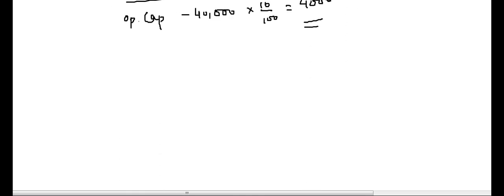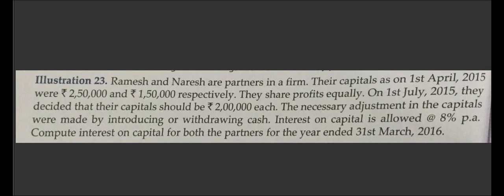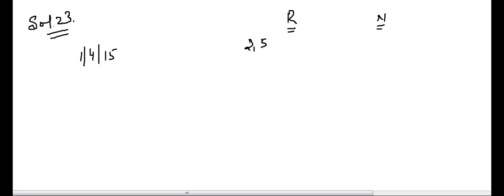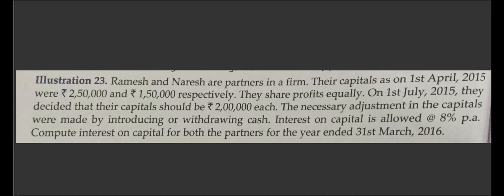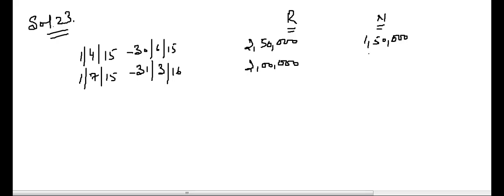Let's see. So we have two partners, Ramesh and Naresh. Now the capitals on 1/4/15 are 2,50,000 and 1,50,000. Clear? Now from 1st July they decided that the capital should be 2 lakh. So for 3 months the capital is 2,50,000 and 1,50,000. From 1st of July they changed their capitals to 2 lakh each. Clear? So very simple question.